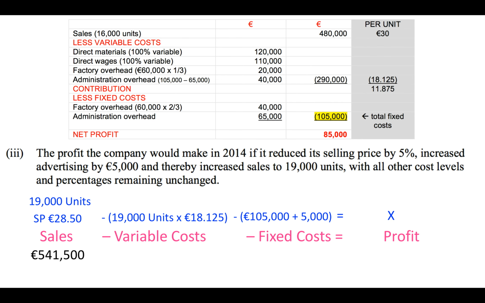So our sales are going to be 541,500 minus my variable costs, 344,375. That's what we get when we multiply 19,000 units by 18.125. Then we will minus the fixed cost of 110,000, and that's going to be my profit. So my profit is 87,125 euro.